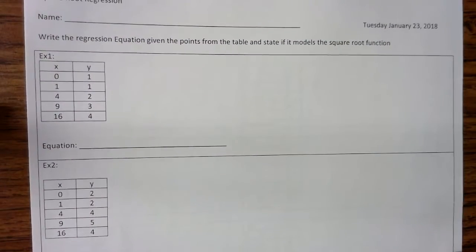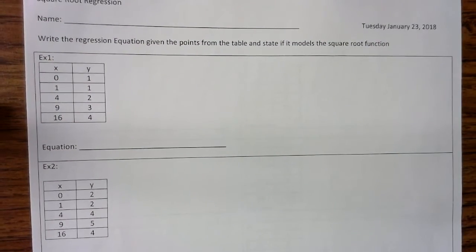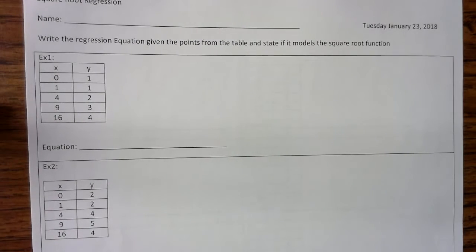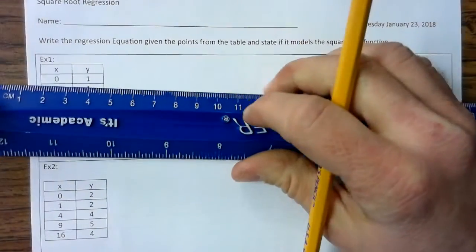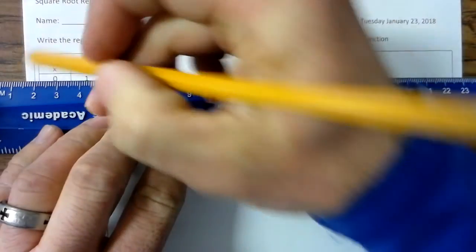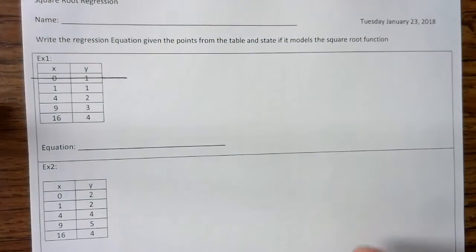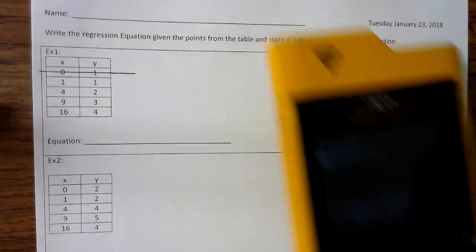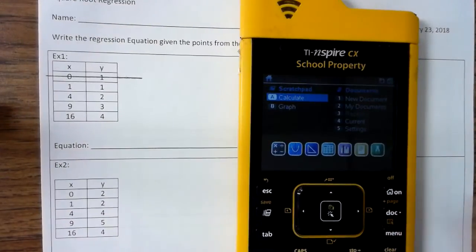All right, let's look at example 1. Write the regression equation given the points from the table and state if it models the square root function. All right, so first off, before we do anything else, you look for any points with 0. This point has a 0, so we're going to mark it out and not use it. Okay, now we're going to use the calculator to go through and press the steps.